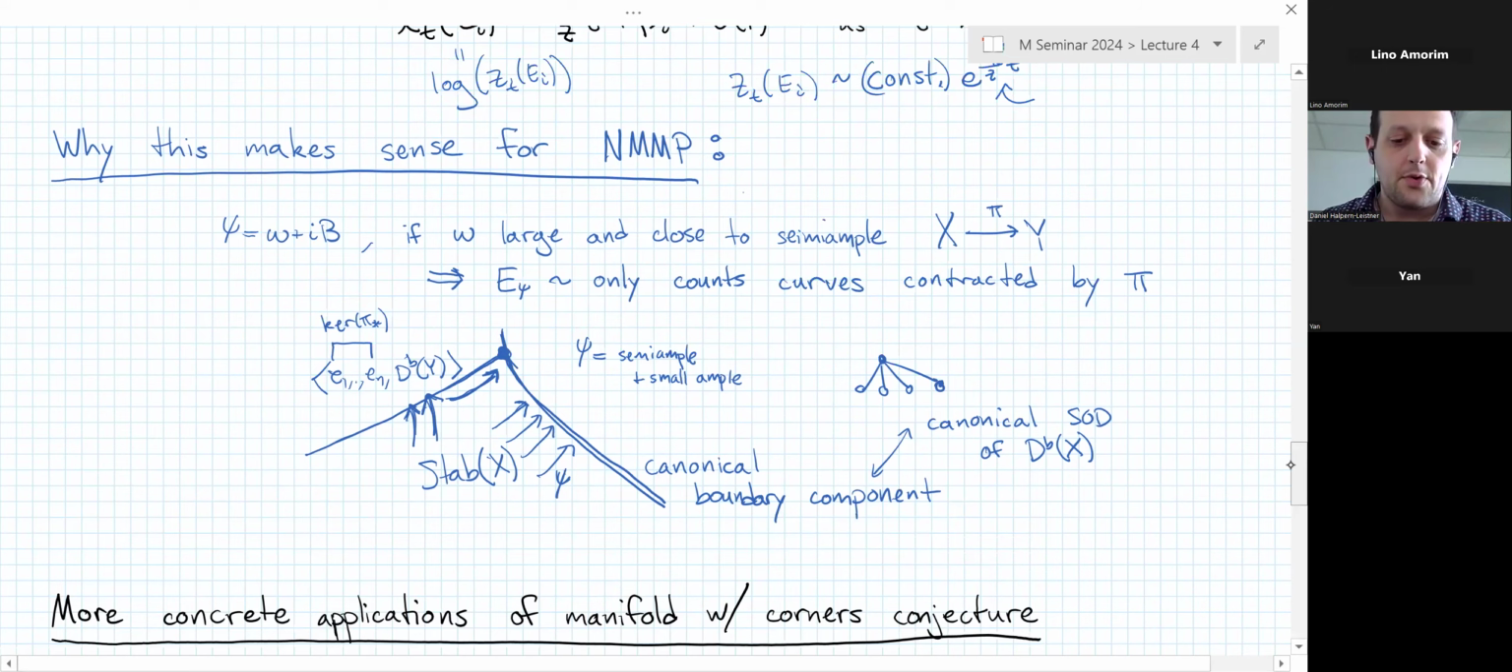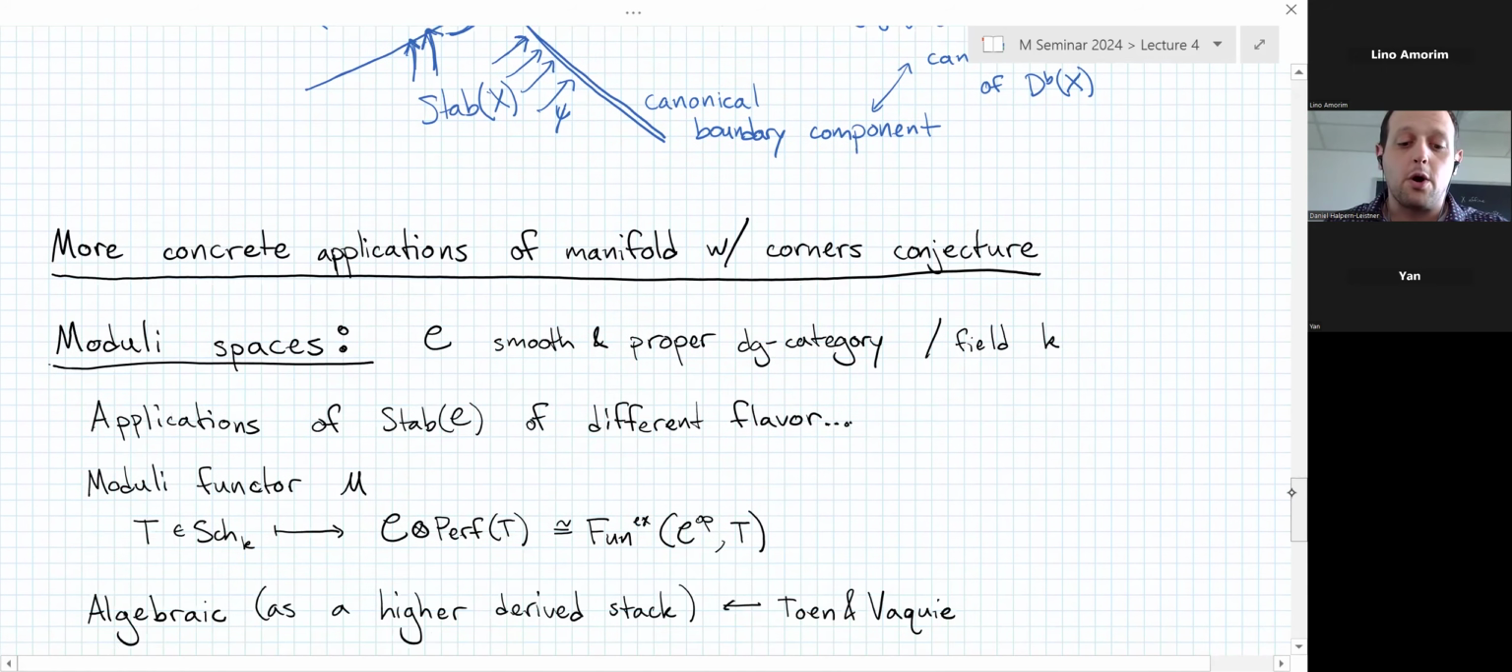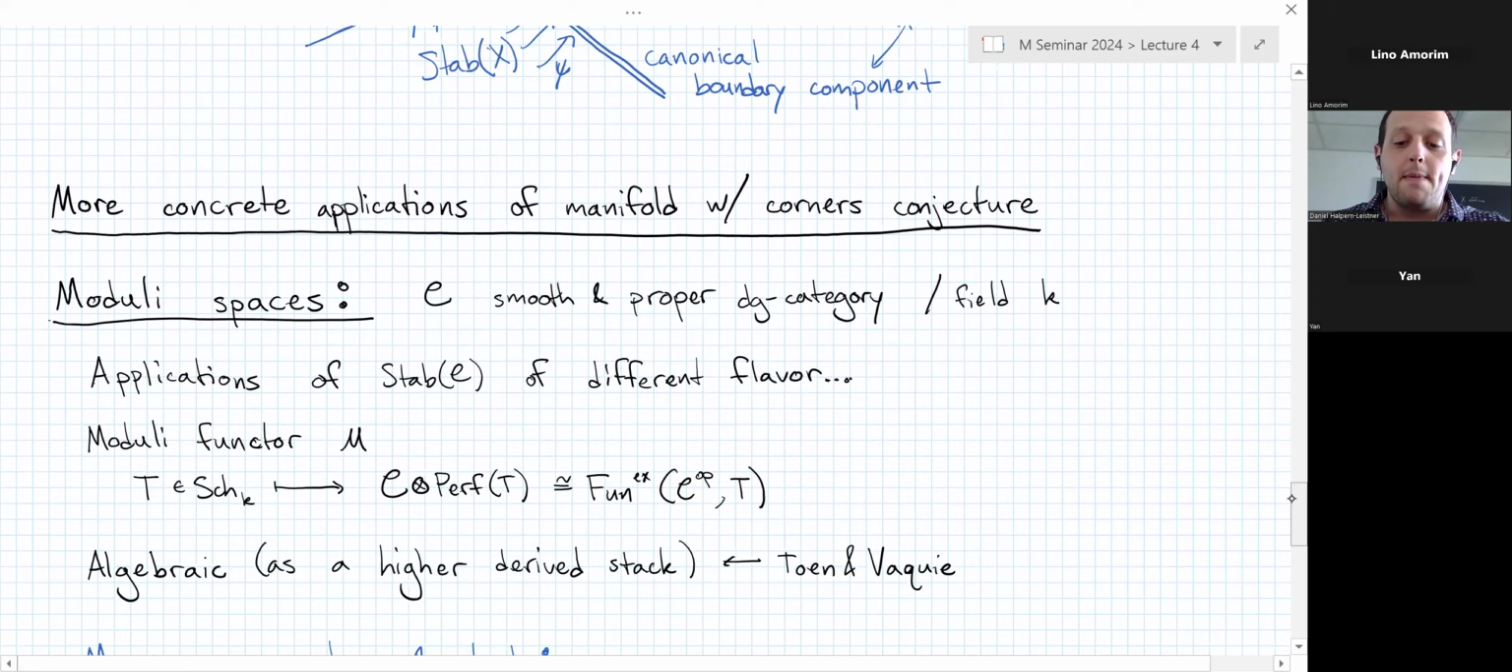Okay. So that's, like I said, not very accessible as mathematics. So I wanted to talk about some more concrete applications. So I made this conjecture.